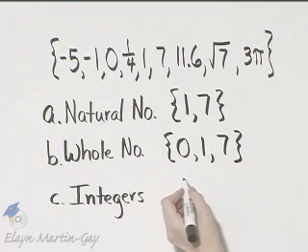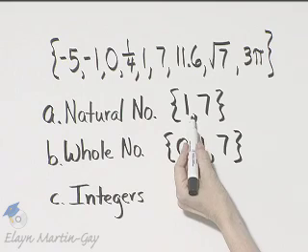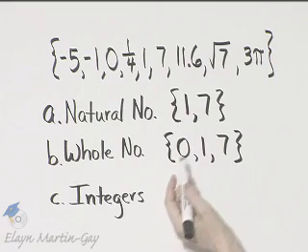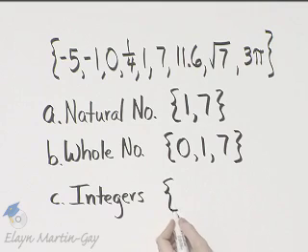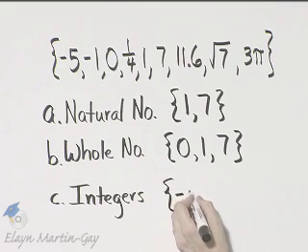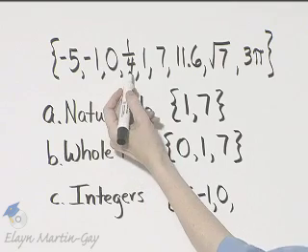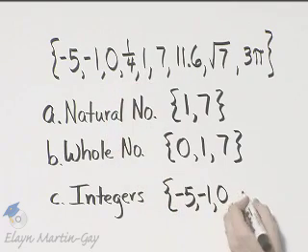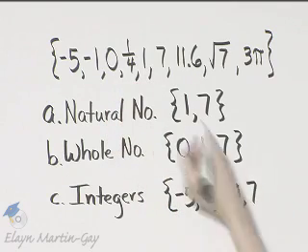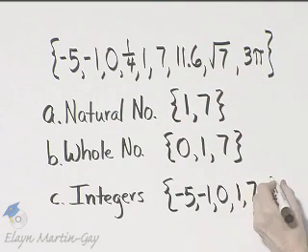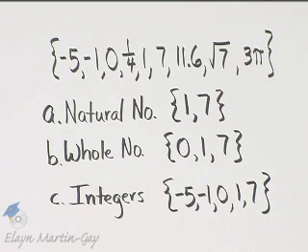And then what about the integers? The integers contain the natural numbers and their opposites, and also 0. So let's list the integers. -5, -1, 0. That's not an integer. 1 is an integer. 7 is an integer. That's not an integer, and that's not an integer. There are my integers.